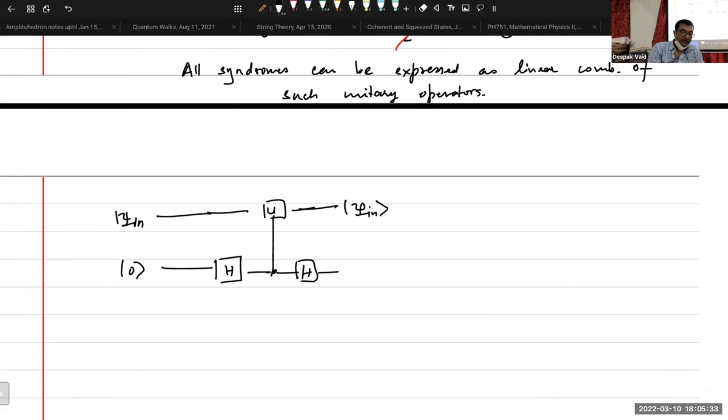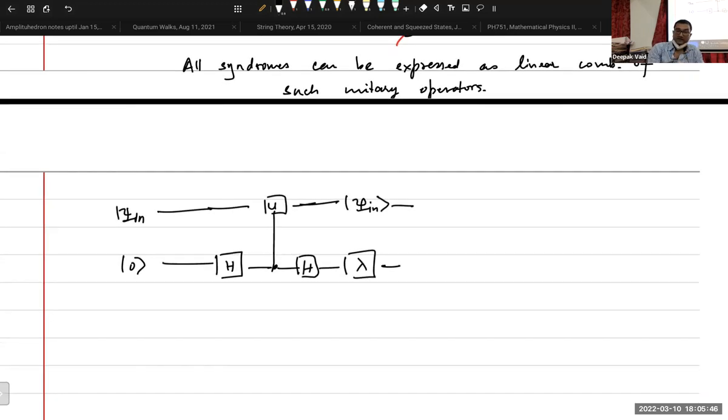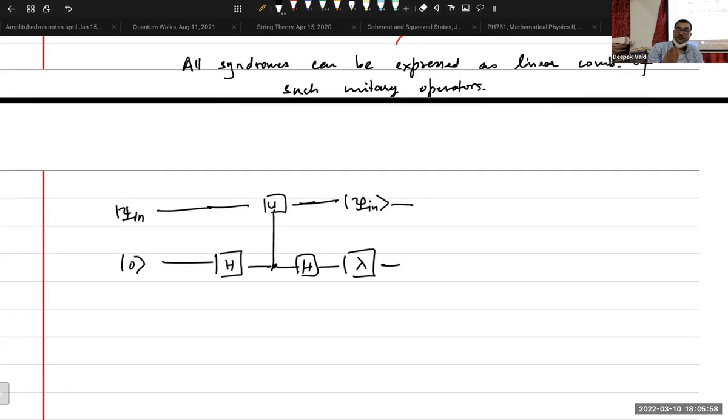And I'm left with psi in and lambda, which is my eigenvalue, as a measurement. Now the identity is the following: if U is the X gate, so if U happens to be X, I want to measure X. Let me put X over here. In that case, this circuit can be alternatively written in a different way.